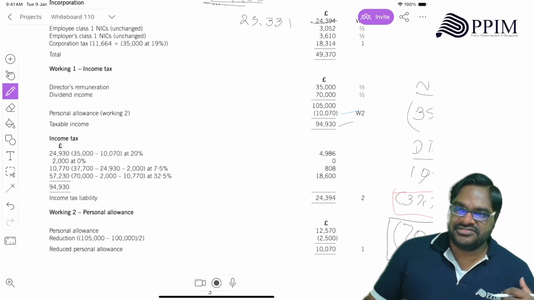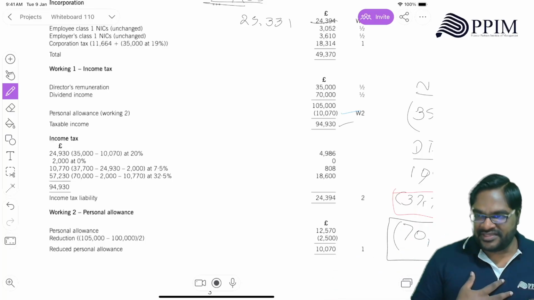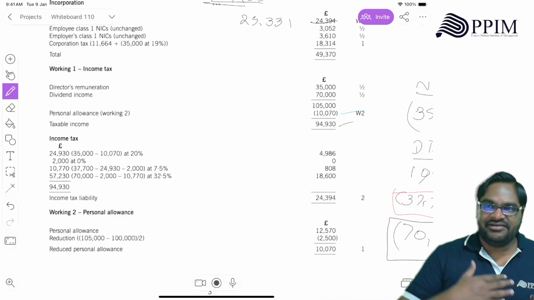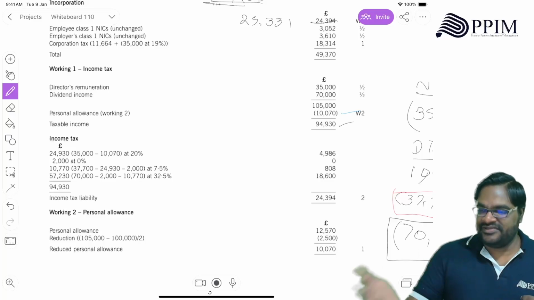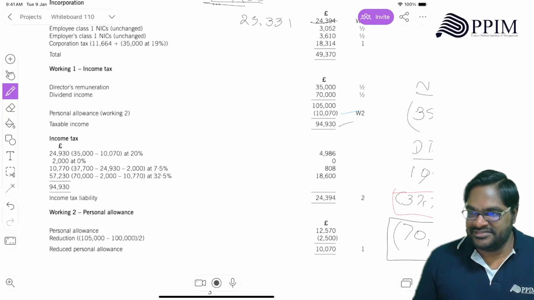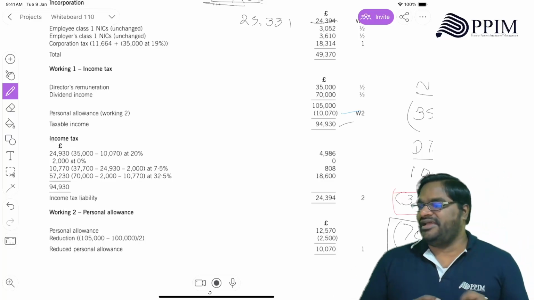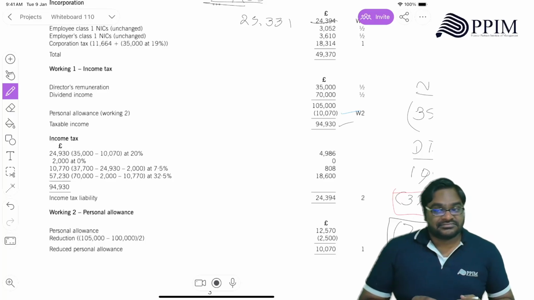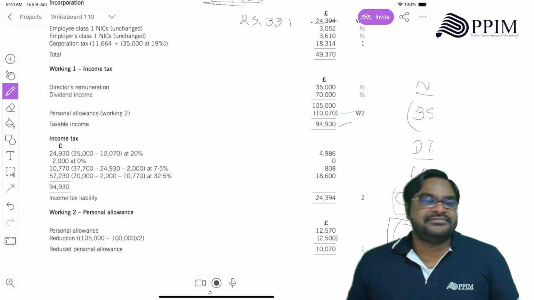Employer's NIC is also paid on behalf of the employee only. I am paying on your salary, no, I am paying. That is why we allow that to be deducted. Correct? Right. So what is the other method? The other method is the marginal relief method.